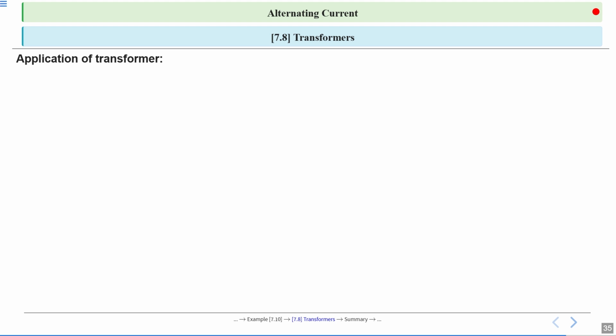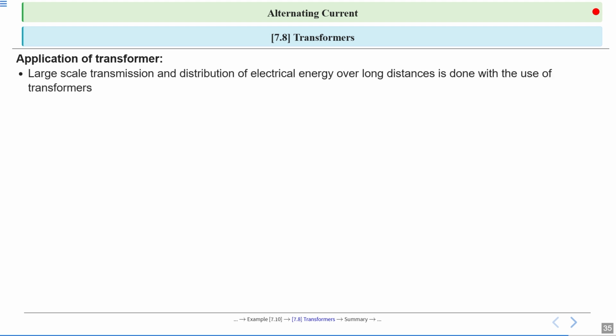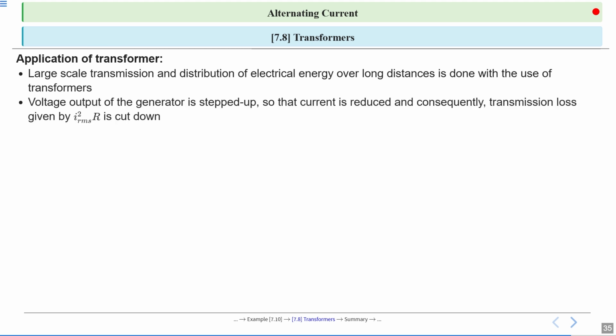So what is the application of transformers? Large scale transmission and distribution of electrical energy over long distances is done with the use of transformers. The voltage at the output of the generator is stepped up so that current is reduced, and consequently... So how are these transformers beneficial in the use of power transmission?